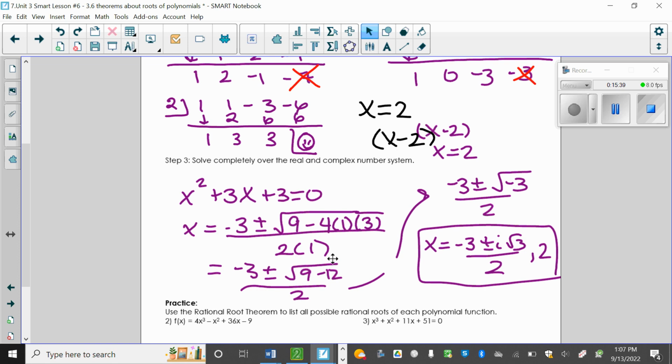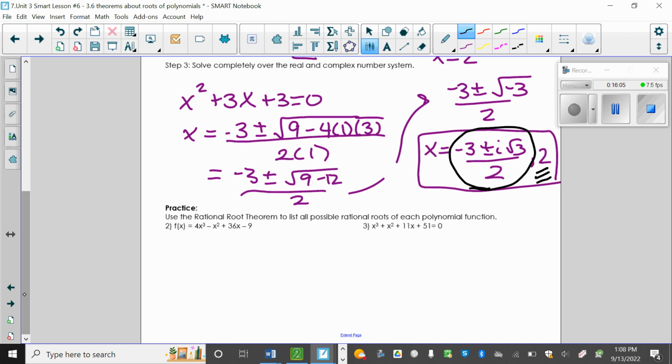All right, so solved completely. We got -3 plus or minus i root 3 over 2 from that quadratic, but don't forget that original 0 we found using synthetic division. So I was not able to see these two complex solutions using the rational root theorem because complex numbers are not rational numbers, but I was able to initially find that 2 to get us started.